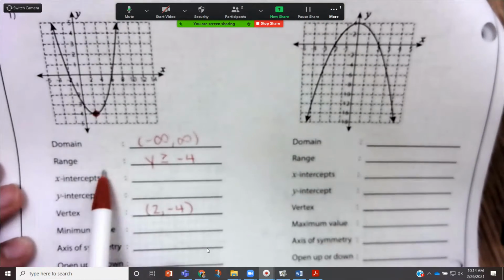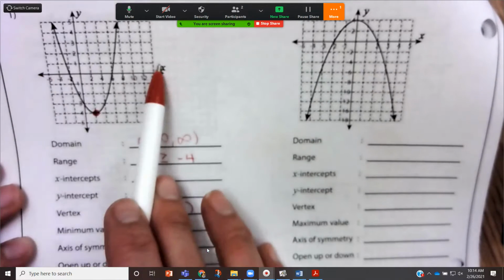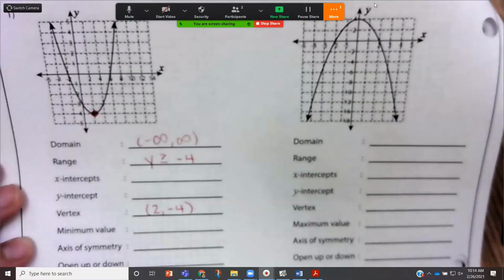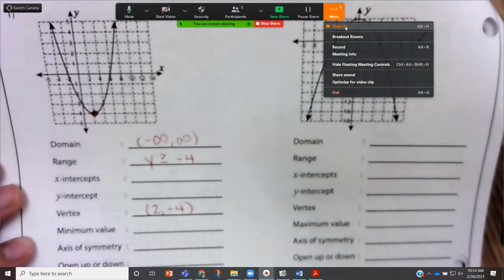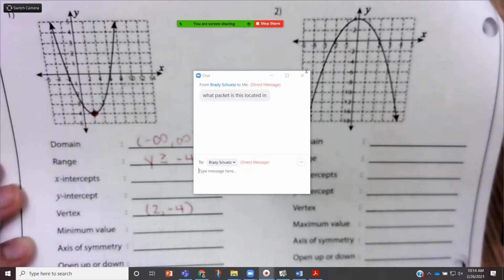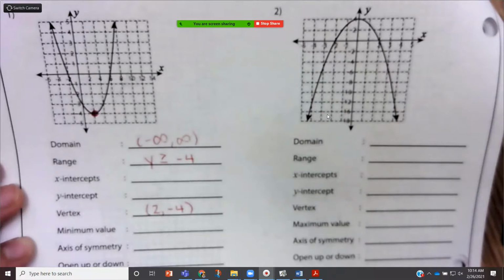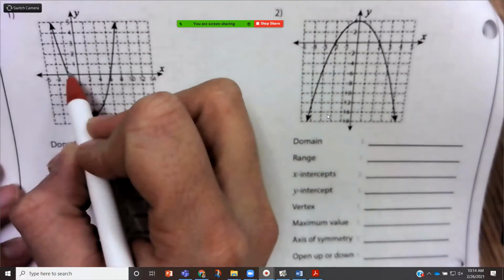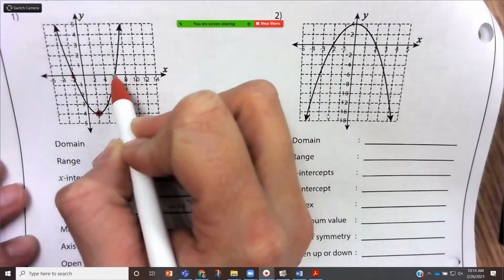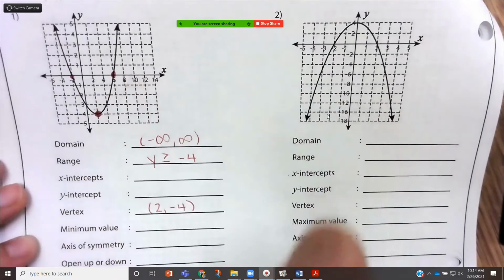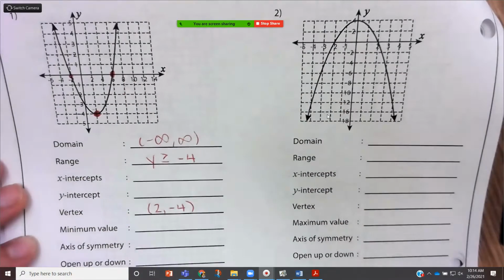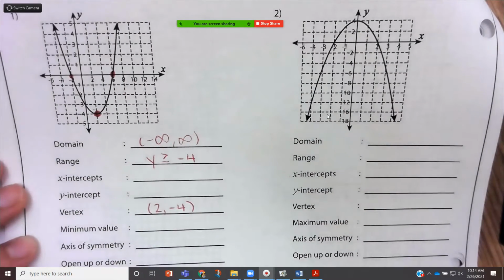X-intercepts. X-intercepts are where it hits the x-axis. Okay, so the x-intercepts are at -2 and +6. They're at -2 and +6.